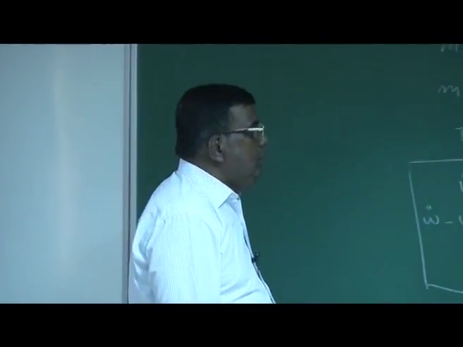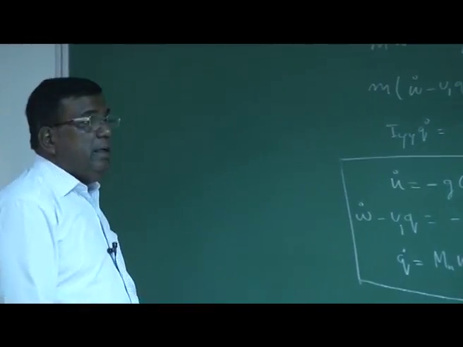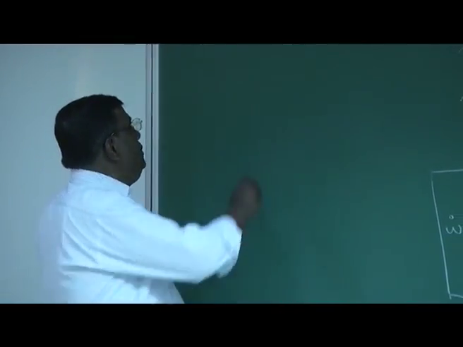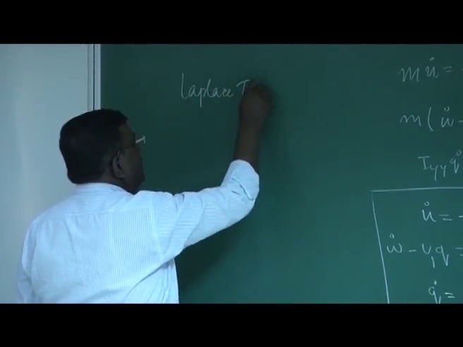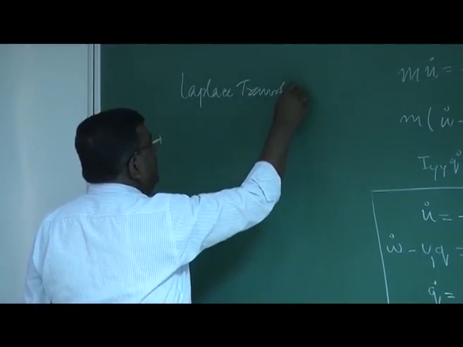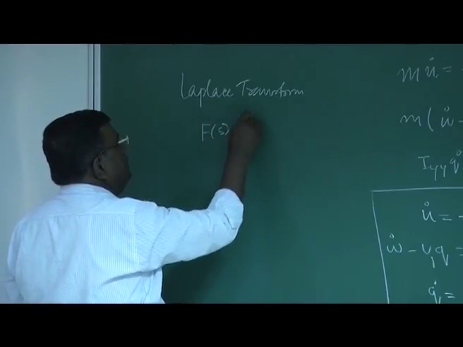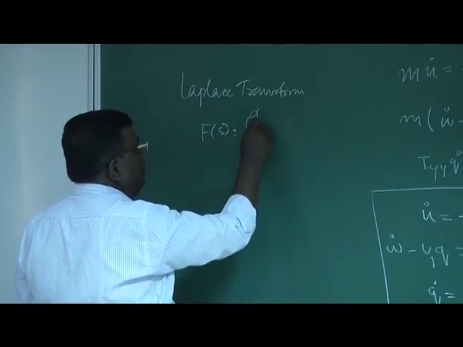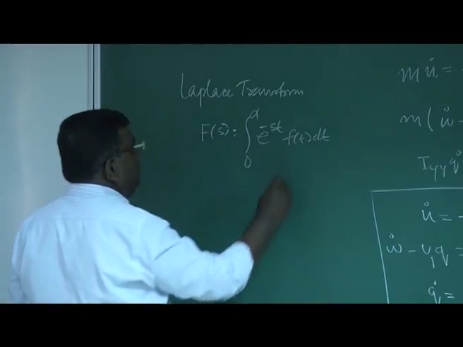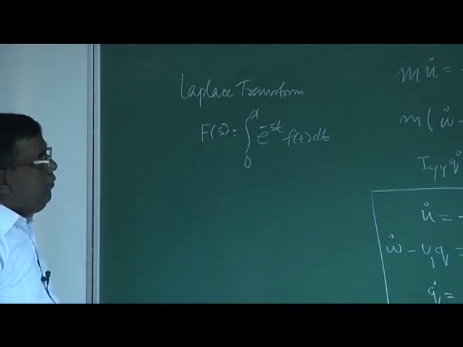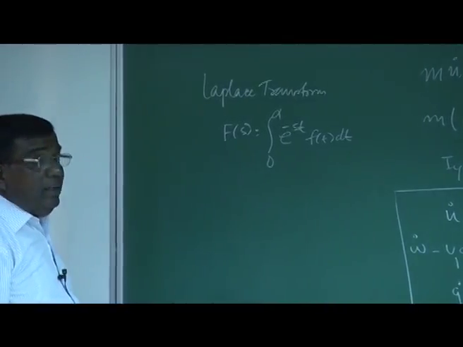Now we'll do another trick, because we know this is a linear system, since we're talking about small perturbation theory. So we'll use the Laplace transform, which is defined as F of s equals integral from 0 to infinity of e to the power minus st into f of t dt. So this is a Laplace transform. It transforms the time domain into the frequency domain. What is the advantage?